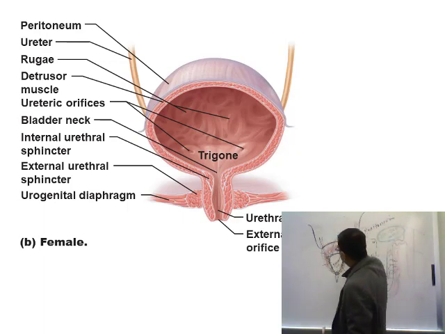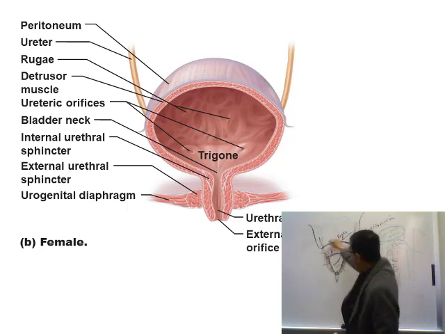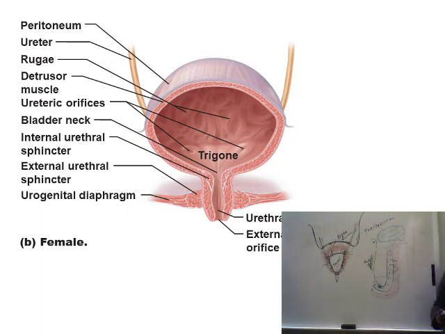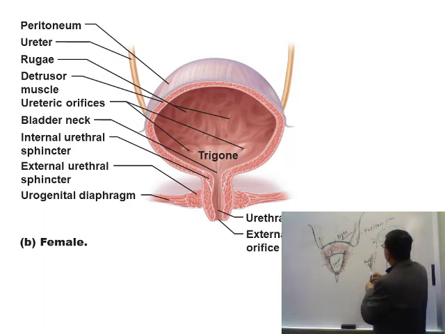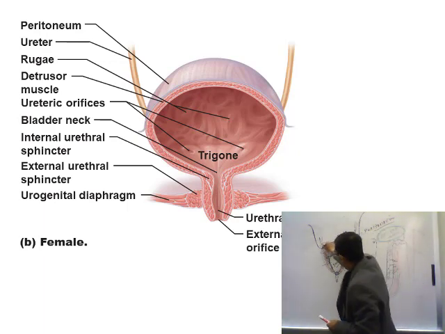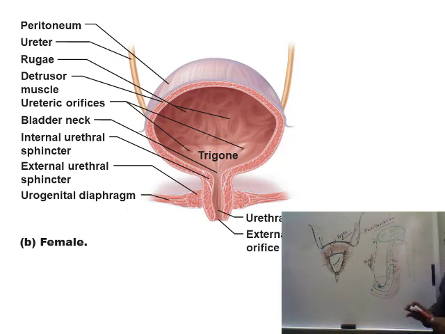So now if you see the wall of the bladder, only in the top part you have an outermost layer, that is the peritoneum, which is actually present only on the upper surface of the bladder.